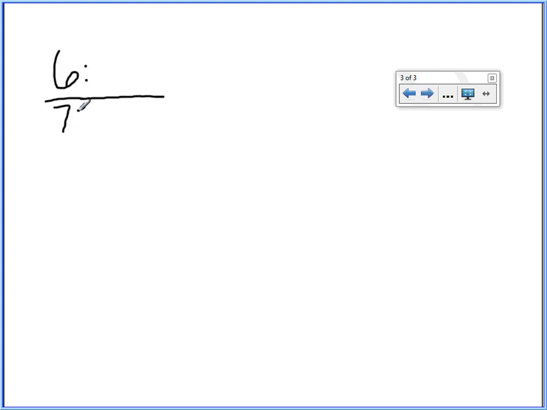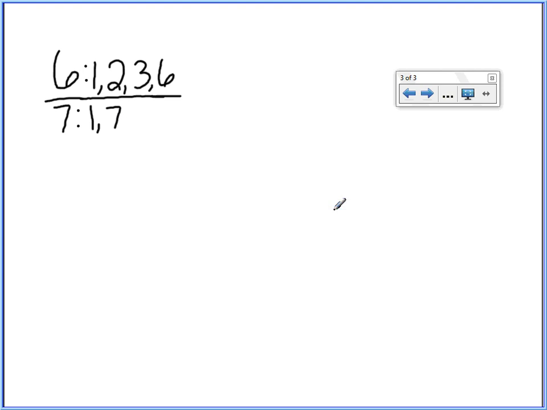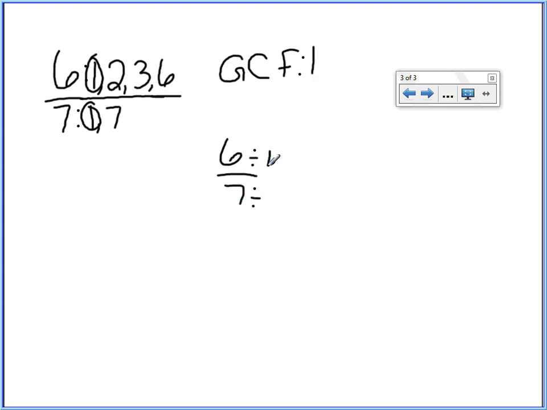Now I'm going to list all the factors of 6 again. And then I'm going to list all the factors of 7. 7 is prime because it only has 2 factors. I'm going to circle the ones that they have in common, and its GCF is 1. Now, watch what happens when I divide my numerator and my denominator by 1. 6 divided by 1 is 6. 7 divided by 1 is 7. If you notice, the numerator and the denominator do not change.